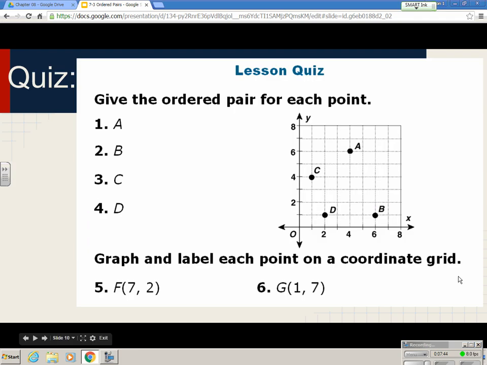And here's your quiz. 6 questions. First 4 you're going to put on the grid, or you're going to just tell me what the ordered pairs are. Last 2 you're going to have to make a graph. Just make a little graph in your notebook and go ahead and work through them.